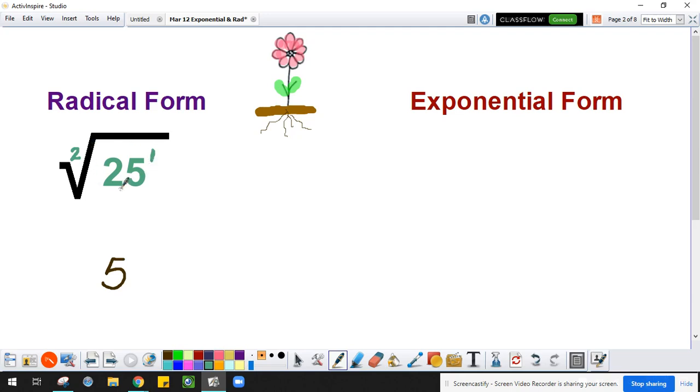So when you get ready to do from radical form to exponential form, I want you to think about this little flower up here. The flower is above ground. So the flower is on top. It is our power. So we're thinking flower power. The ground is like the division part of the fraction. And the roots down here, we're going to say the root actually equals the root in exponential form.